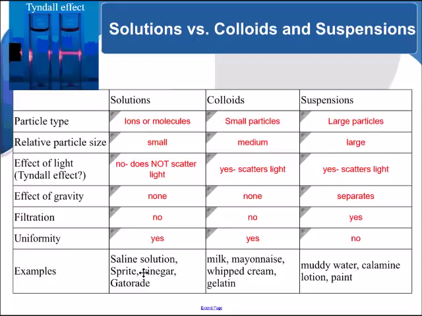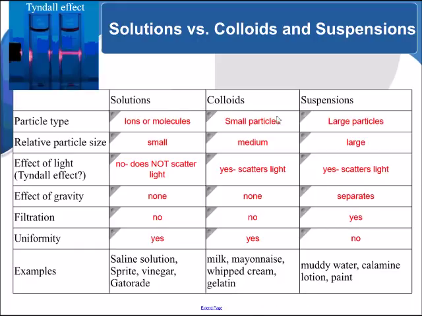Now, examples of each of these to help you remember: a saline solution, Sprite, vinegar, and Gatorade. These are all solutions. They have very, very small particle size, either ions or molecules. They do not scatter light, meaning light will pass straight through them. Gravity has no effect. Filtration has no effect, and they're uniform throughout.